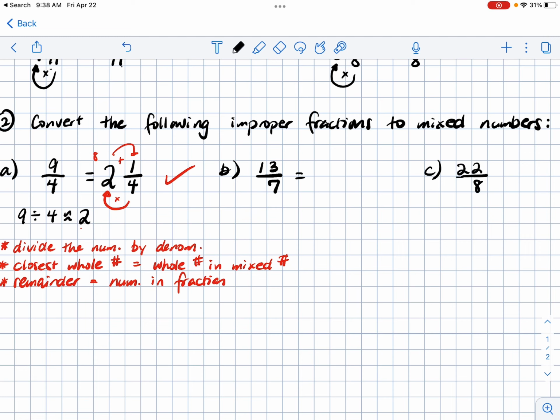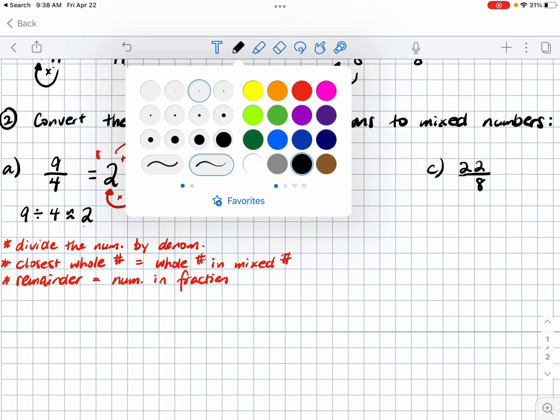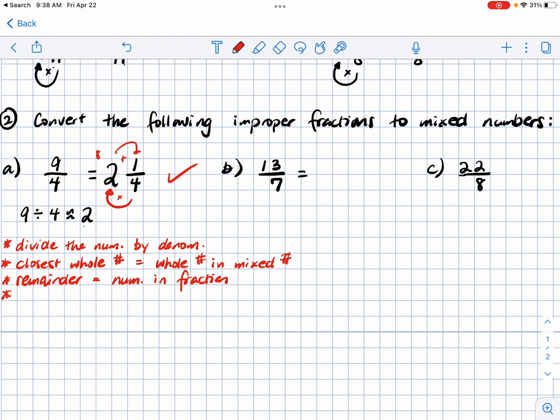Okay, so again, pause the video, follow the same procedure as in example 2a. So divide the numerator by the denominator. That closest whole number becomes the whole number in the mixed number, and then whatever the remainder is becomes the numerator of the fraction. I always encourage you to check your answer too, so check your work by doing the reverse operation, like what we did in example 1. So go ahead and pause the recording to do that. Okay, I'm going to continue.